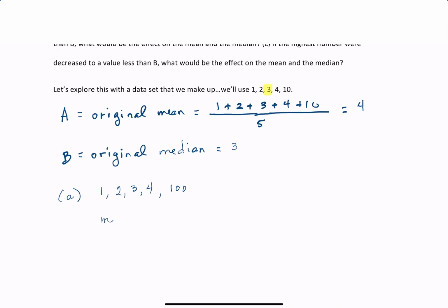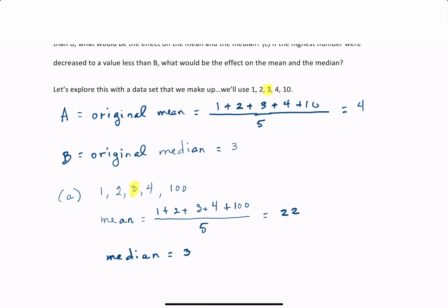The mean now is 1 plus 2 plus 3 plus 4 plus 100 divided by 5, which is 22. The median of our new data set is still 3 because 3 is still right in the middle.